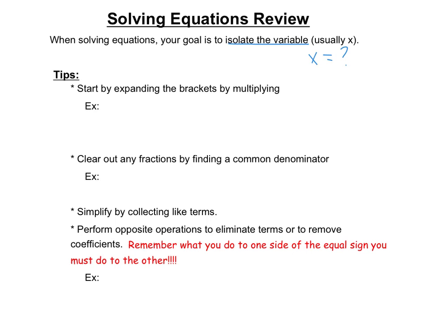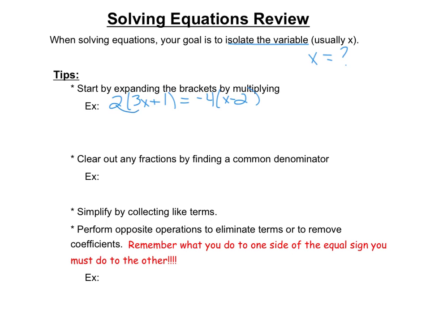First one, if you have brackets in your problem, then you should always start by expanding. So for example, if you have this, 2x(3x + 1) = -4(x - 2). Remember, the operation between the coefficient and the bracket is multiplication. So in order to remove the brackets, we simply expand.